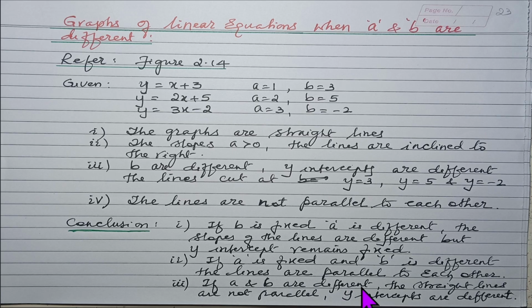If a and b are both different, the straight lines are not parallel at all. If a is different, the slopes are different, and the intercepts are different, then the lines are not parallel. So if the lines have to be parallel, then the slope has to be the same, and the intercepts can be different. That is the conclusion of the discussion in this particular part of the study of linear polynomials.